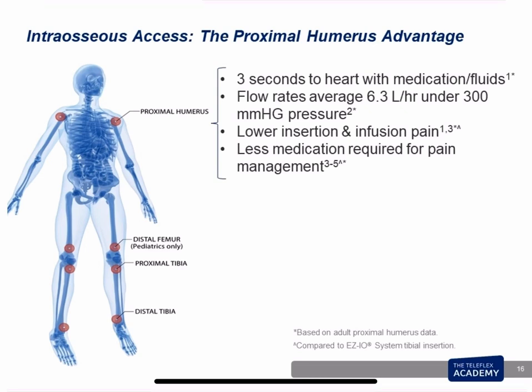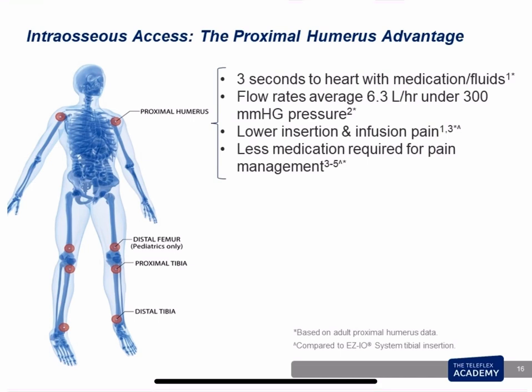So in studies that have been done, it was found that it's approximately 3 seconds to get to the heart when fluids and medications are administered into the proximal humerus. And flow rates have been found to be on average about 6.3 liters per hour, and that's when you're using a pressure bag or an IV pump.